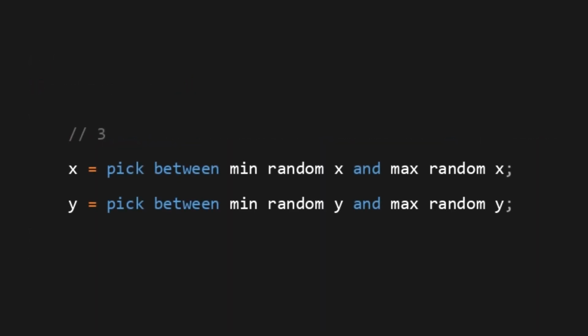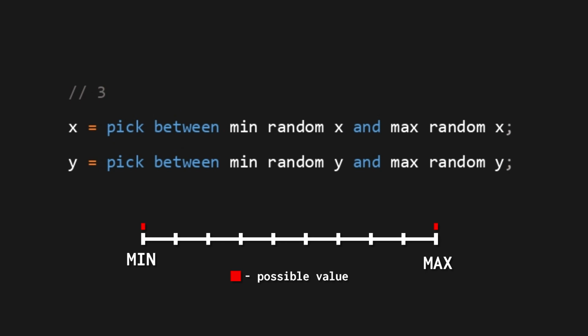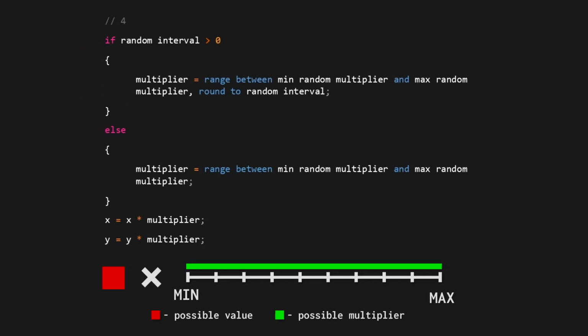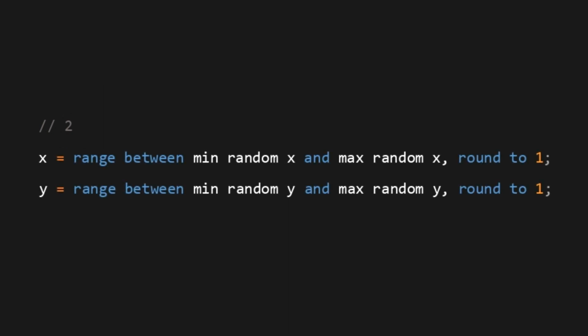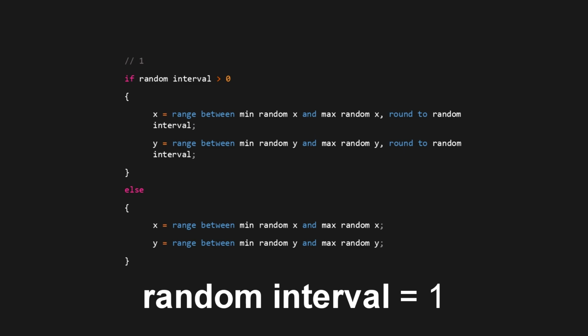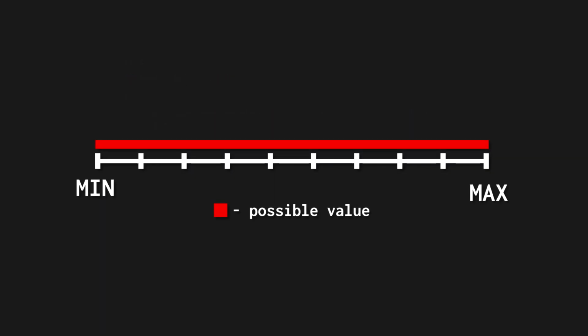When the key is equal to 3, the value is going to be either min or max. When the key is equal to 4, the value is gonna be multiplied by a random number from the range between min and max multiplier, and also it's gonna be rounded to the interval if it's specified. The most interesting thing is, when the key is equal to 2, it works exactly like the normal random option, but it always uses a random interval of 1. It means that the value is being picked from the range between min and max random values, but it's always gonna be rounded to a whole number. This option is officially called snap, and I'll tell you why in a moment.